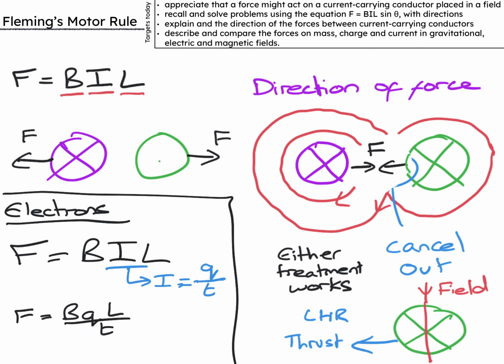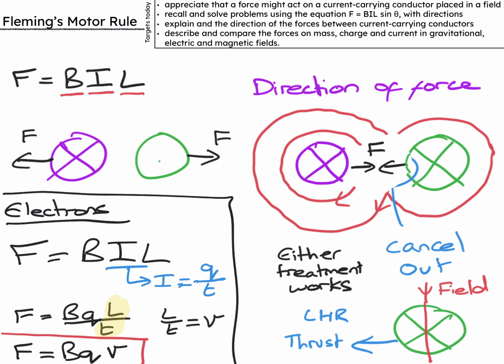Looking at that equation, notice how we have L over T. That's a distance divided by time, which is the velocity. So we can substitute L over T for V, giving us F equals BQV. And that is a really handy equation.